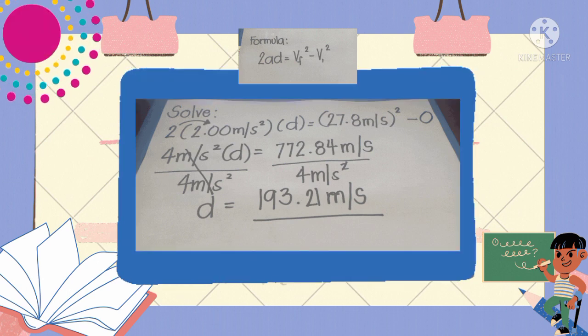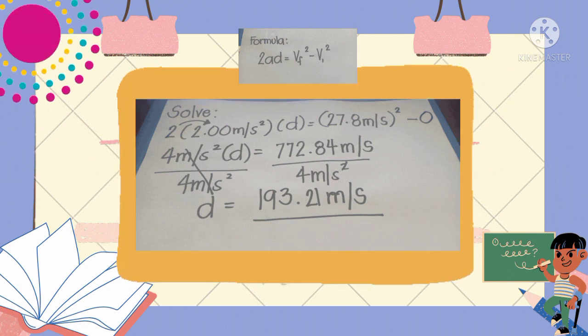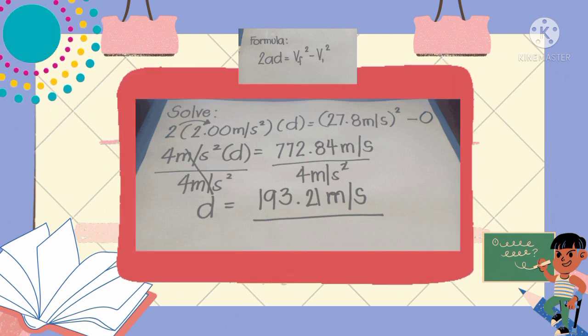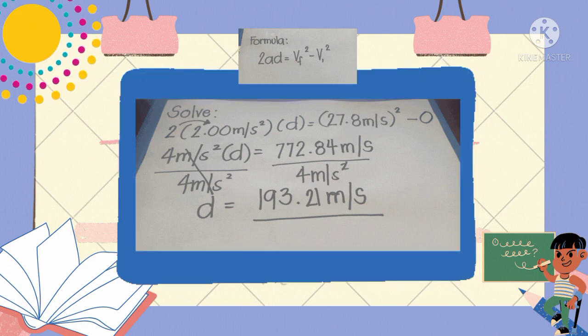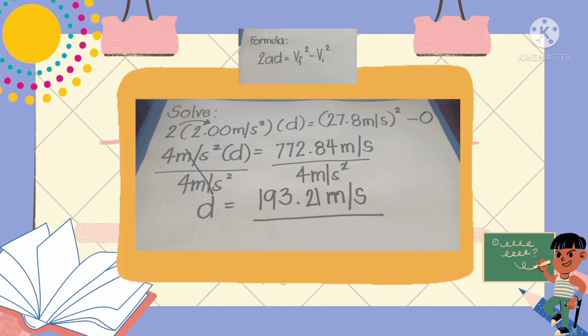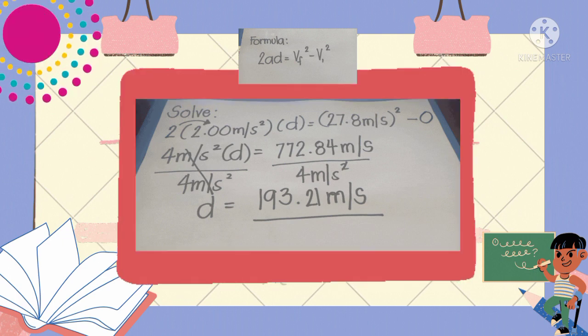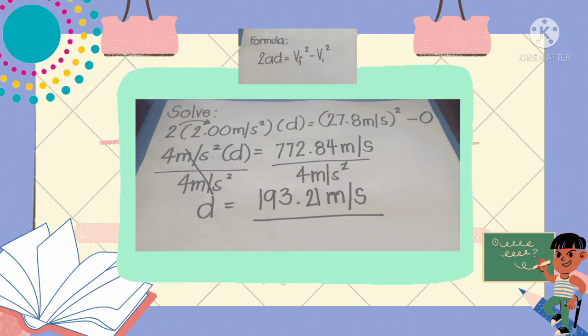772.84 divided by 4 meter per second squared. The answer is 193.21 meters. Do not forget to indicate the unit of the displacement.